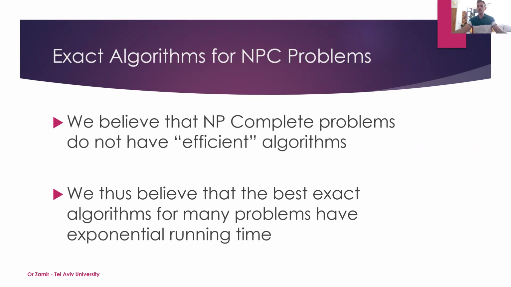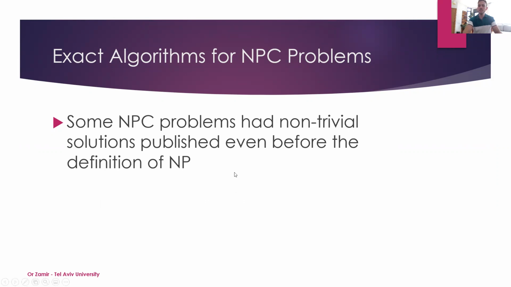This comes in many popular conjectures being used for conditional lower bounds, for example, the exponential time hypothesis or the strong exponential time hypothesis, and so on. But nevertheless, there are many NP-complete problems that have non-trivial solutions, even if these non-trivial solutions are still exponential or not efficient.